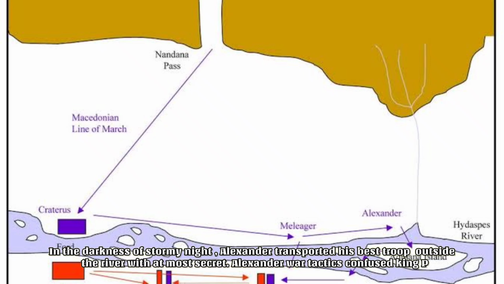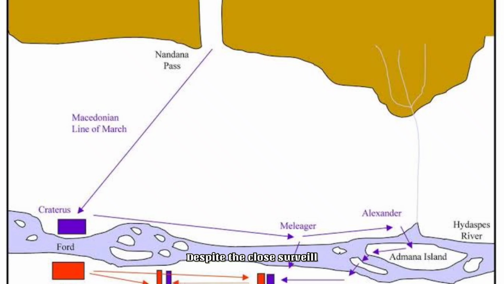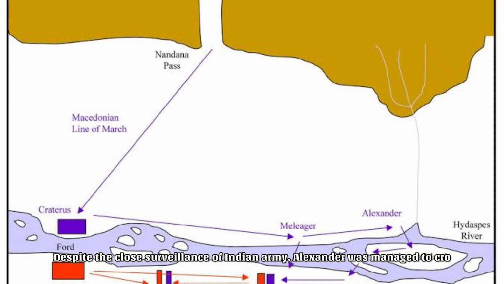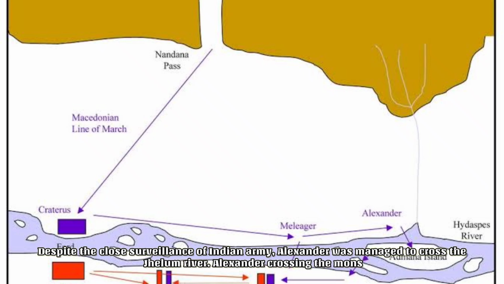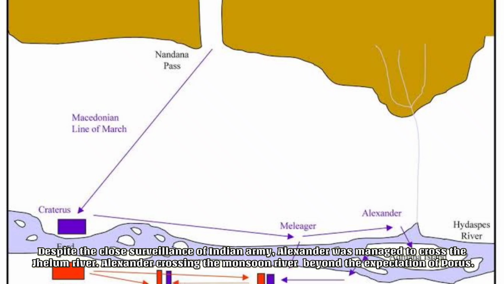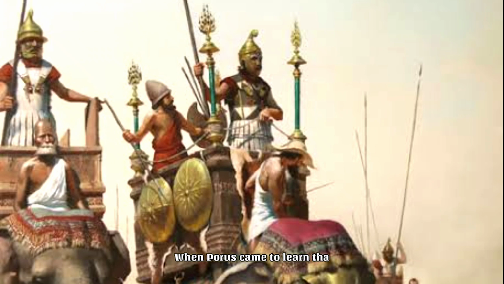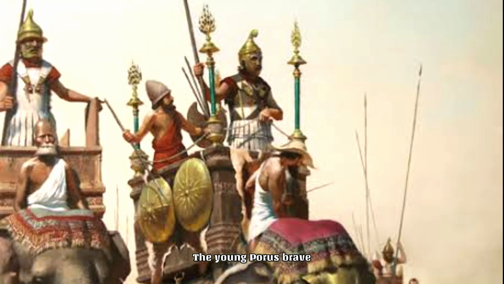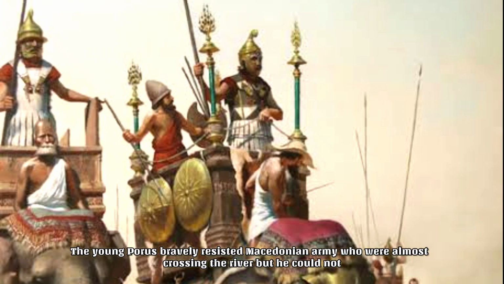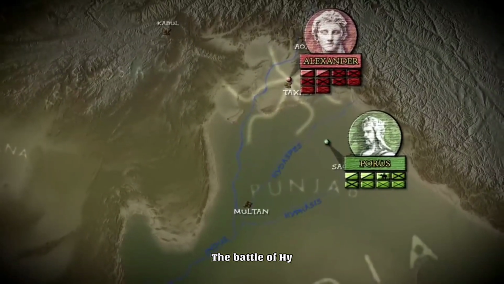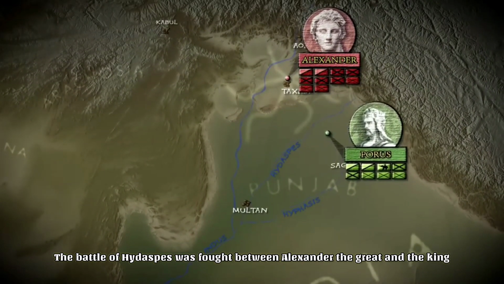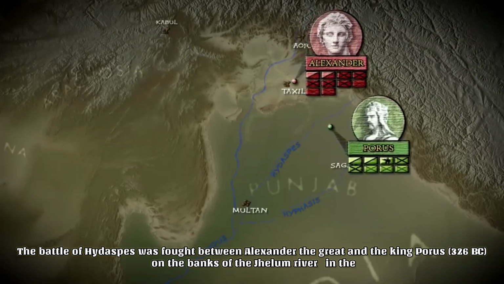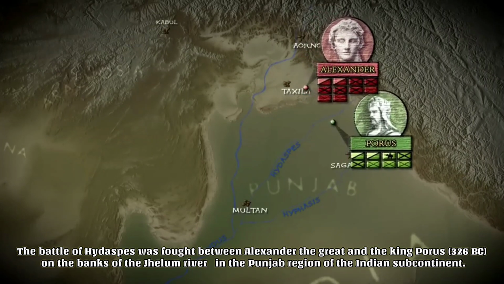Alexander's war tactics confused King Porus. Despite the close surveillance of the Indian army, Alexander managed to cross the Jhelum river. Alexander crossed the monsoon river beyond the expectation of Porus. When Porus learned that Alexander had advanced over the river, he sent his son, Prince Porus, to counter the opponent's moves. The young Porus bravely resisted the Macedonian army, who were almost across the river, but he could not survive in the battle. The Battle of Hydaspes was fought between Alexander the Great and King Porus on the banks of the Jhelum river in the Punjab region of the Indian subcontinent.